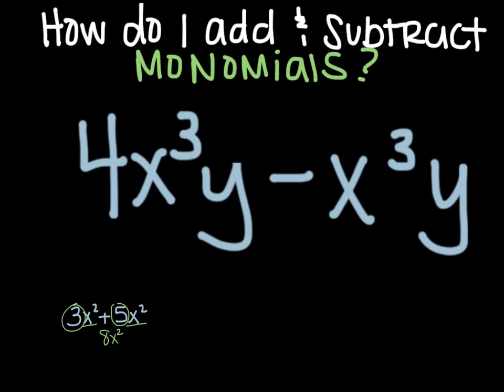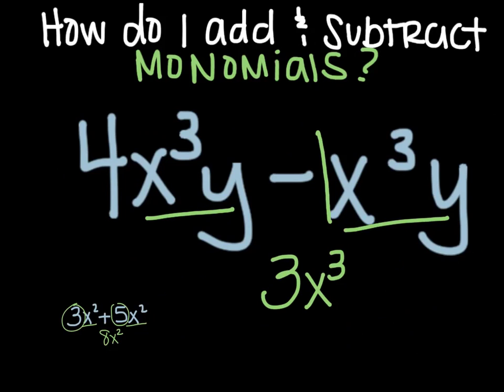Here's a subtracting monomial example. Again, here we have the same base or the same like terms, so we can combine those together. So 4 minus, and then there's an invisible 1 there. So 4 minus 1 is 3, and then our base, our like term, stays the same. So our answer is 3x cubed y.